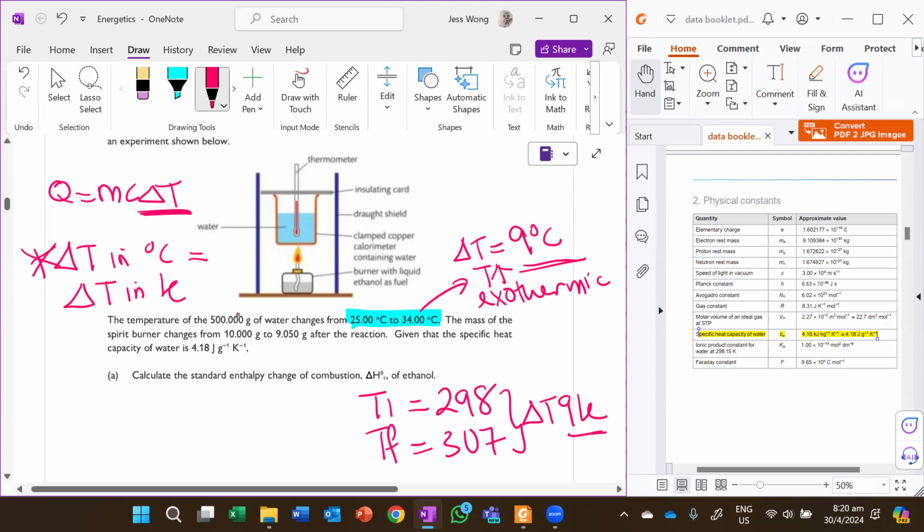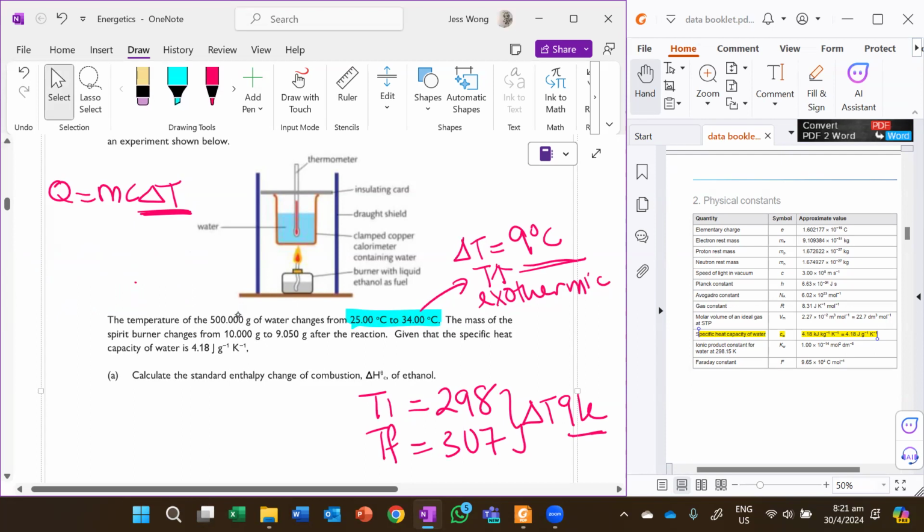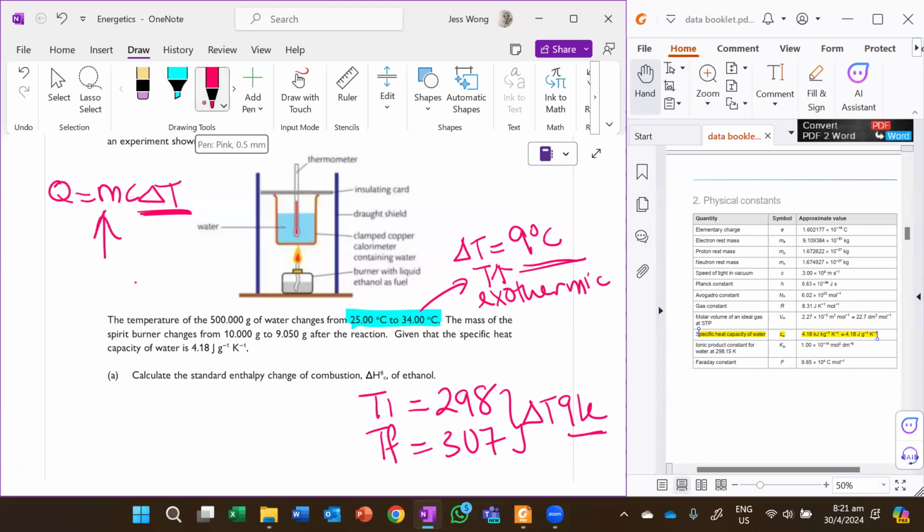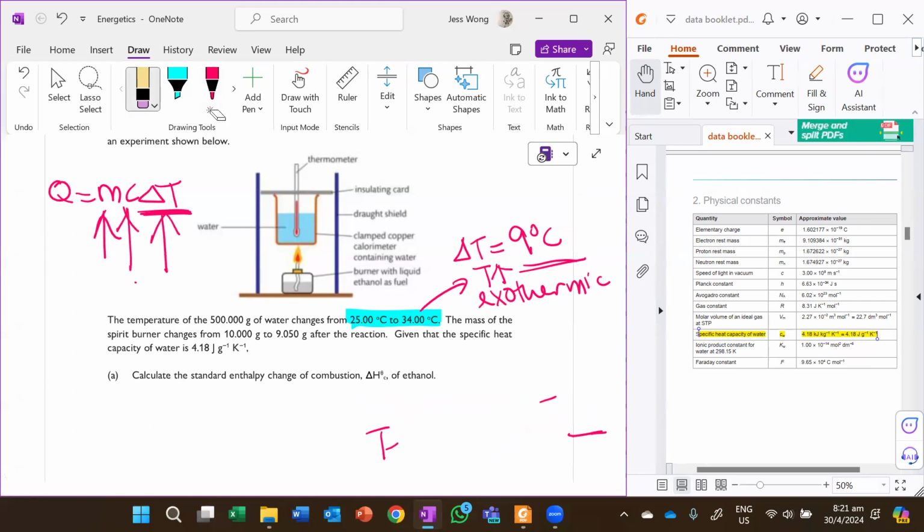There's no need to convert. All right, take note of this. The temperature of the solution that I'm heating is water. Look at where your thermometer is. The thermometer is measuring water. Therefore, mass should be the mass of water, and heat capacity should be the heat capacity of water, because delta T is the change in the temperature of the water. Right, so with that, we will find our Q first.